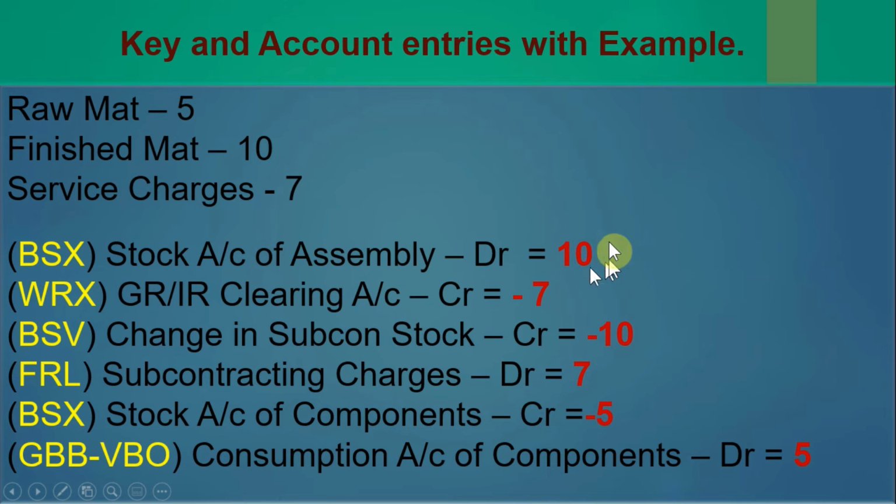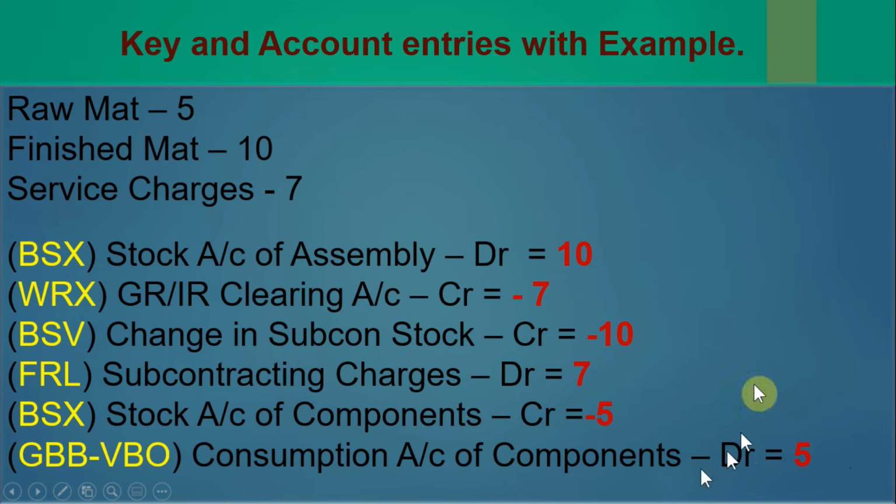the first entry is of 10 rupees, whatever the currency unit may be: the stock account at assembly, that is debited. Then it gets cleared with BSV, so here it's credited. Then about the charges, GRIR clearing is credited, and subcontracting charges are debited here. Then BSX is 5, so it's all about raw material. It's credited from the stock account and debited to the consumption account.